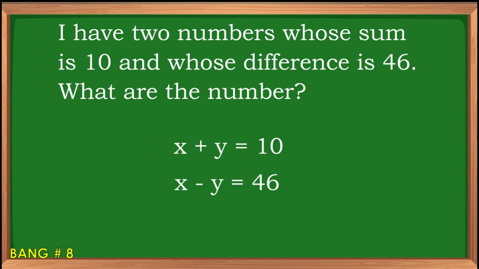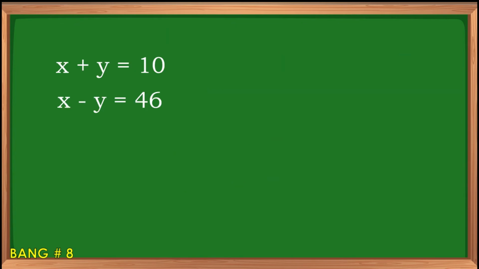Now, let us solve it. Our equation 1 is x plus y is equal to 10. And our second equation is x minus y is equal to 46. Remember, there are three methods that can be used to solve this problem. In here, let us use elimination because we can cancel out positive y and negative y.